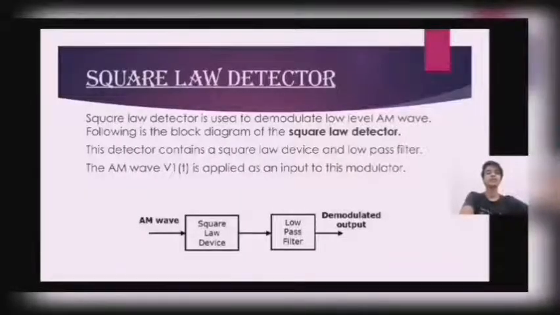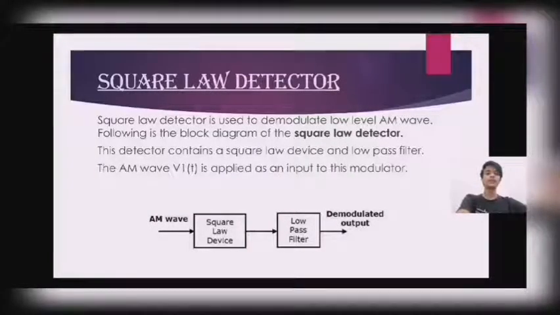Square law detectors are used to demodulate low-level AM waves. They contain two devices, a square law device and a low-pass filter. An AM wave is used as input, which passes through the square law device and later through the low-pass filter, from where only the low frequency signal is allowed to pass as output, which is also known as the demodulated wave or demodulated output.